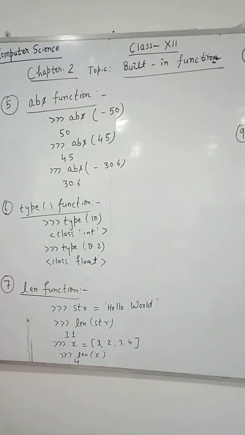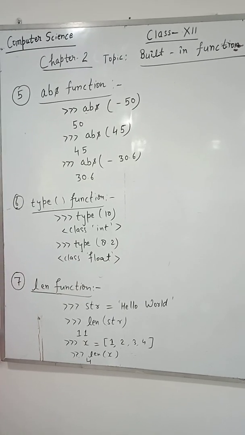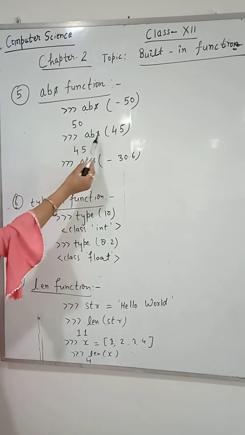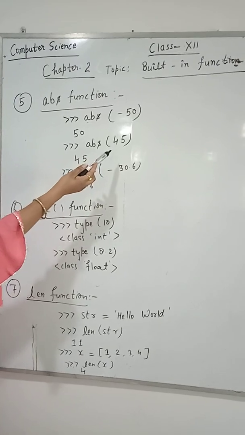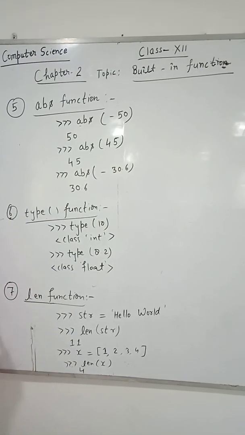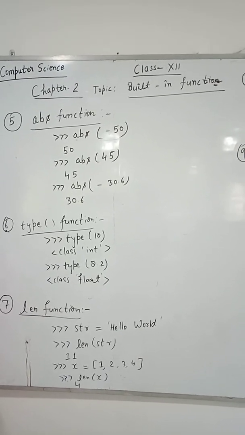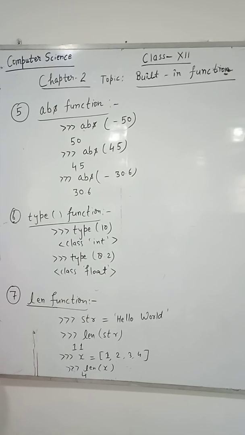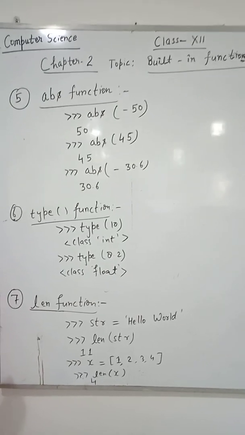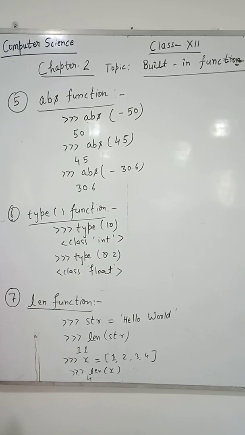Always remember, students, abs will always give the positive result. Okay, so the next example here you can see abs(45). It is already a positive number, so the answer will be 45. In the next, abs(-30.6). This is a float value and a negative number, so the output will be a positive number. Okay, so the answer is 30.6. So this is the working of abs, that means the absolute function.